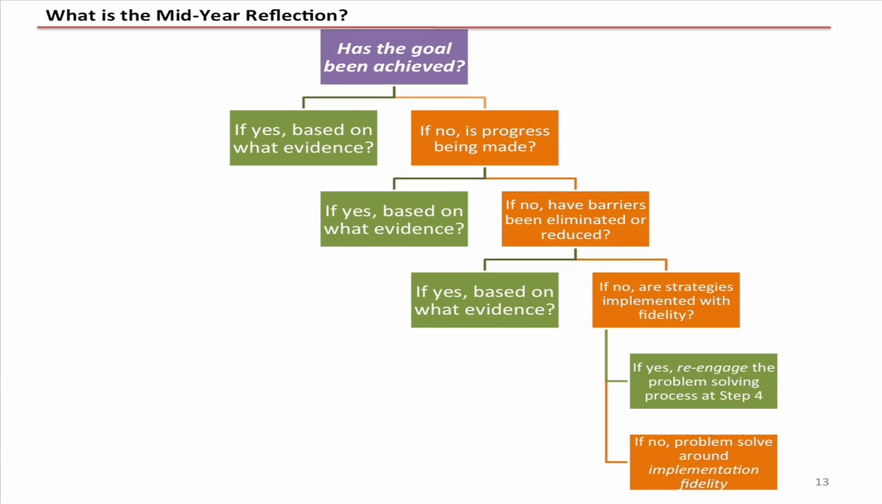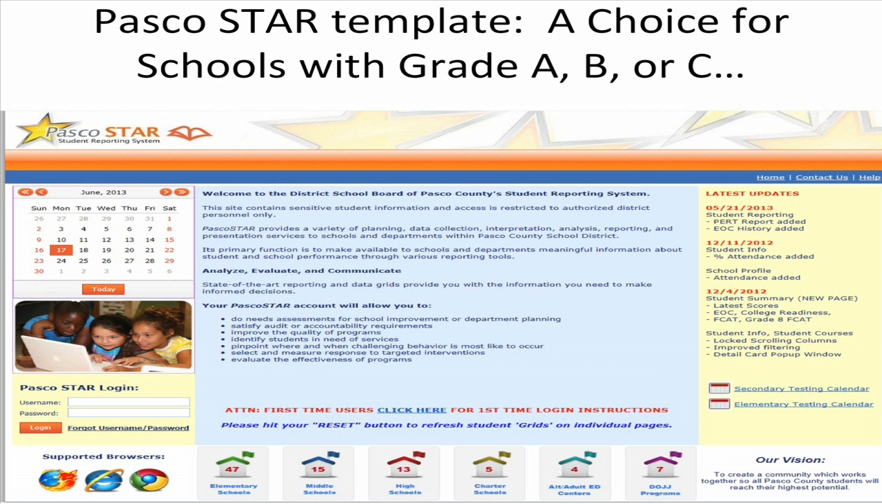New this year is a mid-year reflection. Schools will complete a series of yes/no questions for each goal created in the SIP, which will help them to think through if and how strategies should be modified. The purpose is to encourage the use of the SIP as a living document to guide decision-making rather than a compliance activity. The SIP template, once active, can be navigated to within Pasco Star.